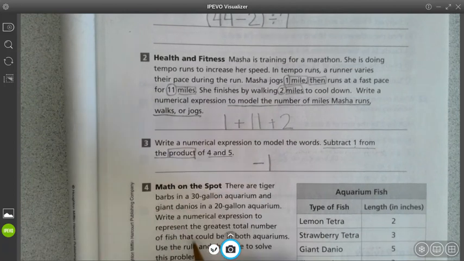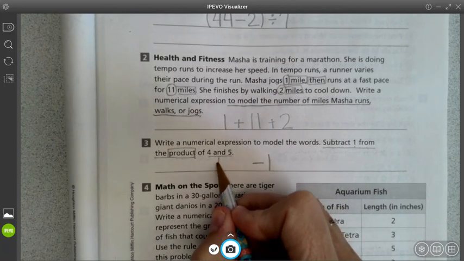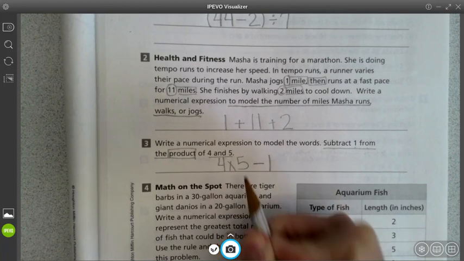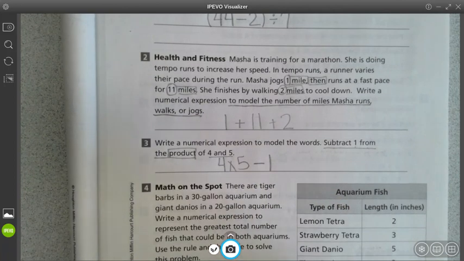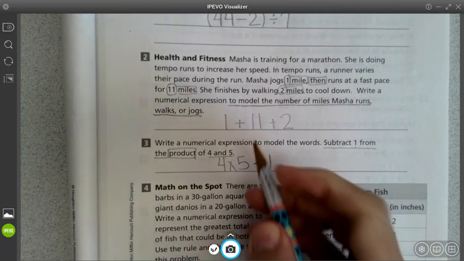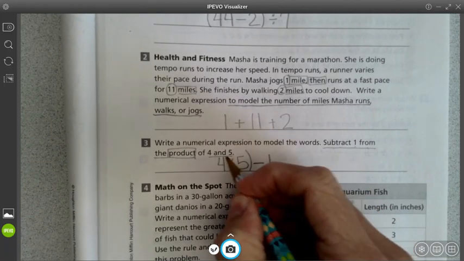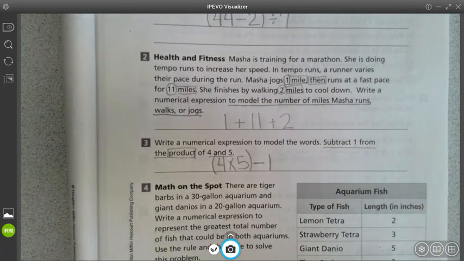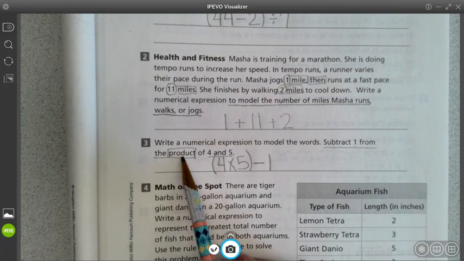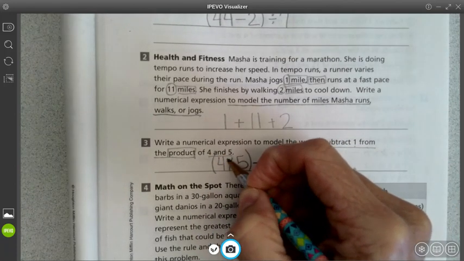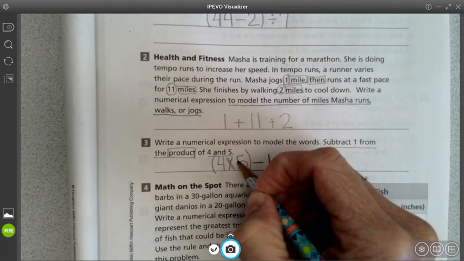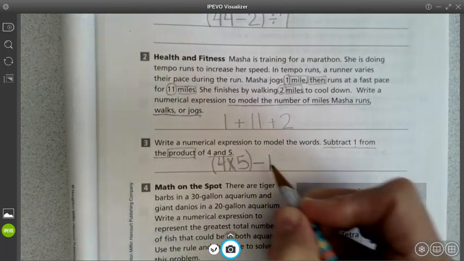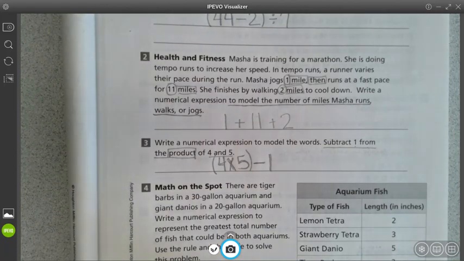And if I'm going to subtract it from the product of 4 and 5, I know product is multiplication. Now, I'm finding that product, so I'm going to put it in parentheses. Even though we've talked about order of operations, say what? Order of operations says we would do multiplication first, but if I'm going to find the product, I'm going to go ahead and put it in those parentheses, even though order of operations would tell me to do this multiplying first and then subtract the 1.